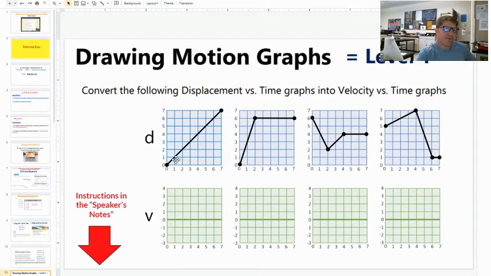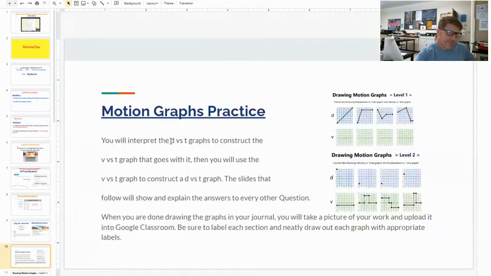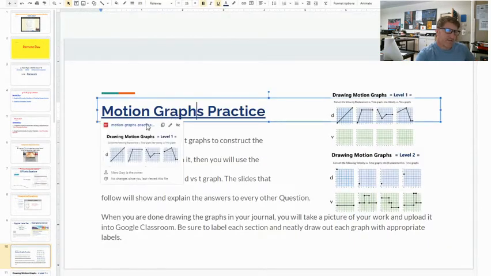So as you go through in level 1, you're going to be looking at these 4 different graphs, these distance versus time or displacement versus time graphs, and you're going to draw from here onto here what the velocity versus time graph would be. So that's in the level 1. And then in level 2, and actually I'm going to click on this, I'm sorry, I'm going to come back here so you can see the whole sheet.